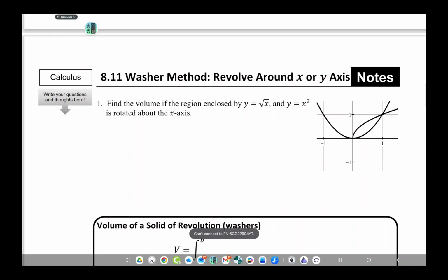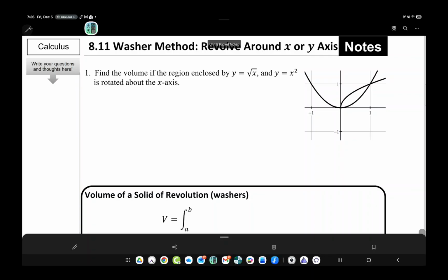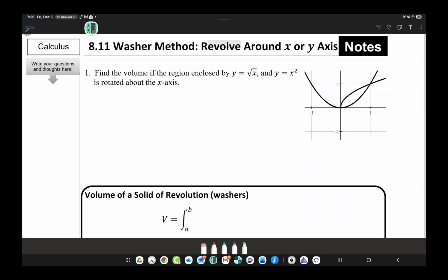All right, so Unit 8, Section 11, washer method, revolve around the x or y axis. It's very similar to what we were doing yesterday, okay? The difference here is we now have two functions in which we are going to revolve around an axis.